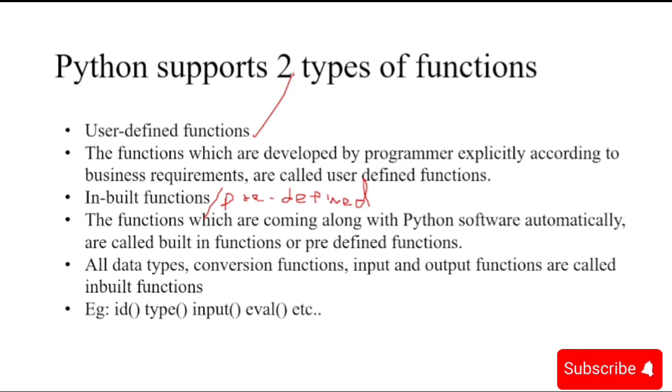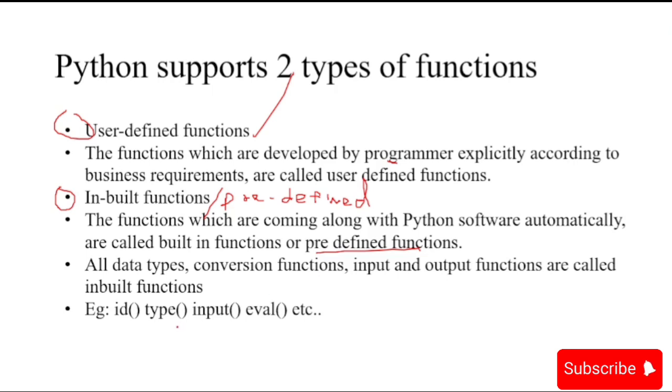The functions which are developed by a programmer explicitly according to the business requirements are what we call user-defined functions. So these are the functions that we as programmers create. That is function type number one. Function type number two is inbuilt or predefined functions. These are the functions which come along with Python automatically, and we call them inbuilt functions or predefined functions.